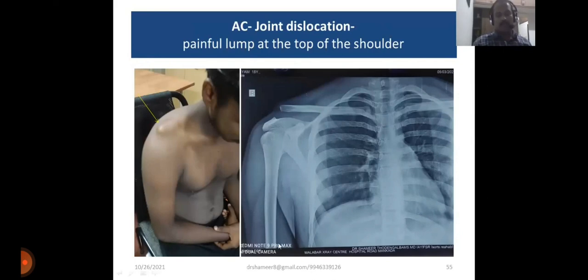Okay, and this is the X-ray of the acromioclavicular joint. We can see this is the complete dislocation of the AC joint. Okay, in such cases, there will be a joint strapping method. I will show you the video if the time permits. Okay, how to do AC joint strapping. So this is the AC joint pathology.